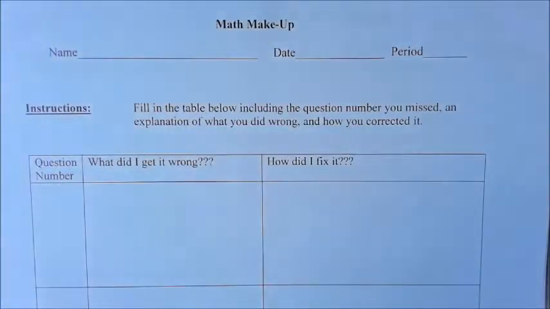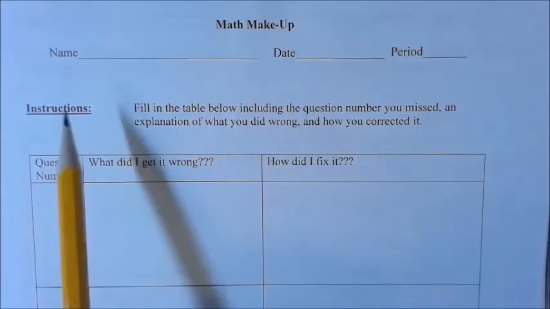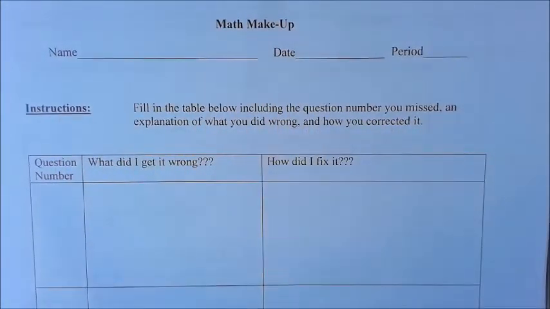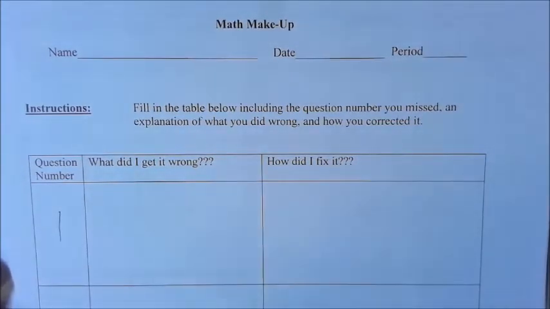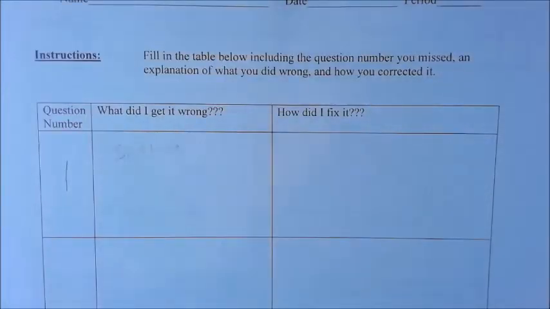Now notice on this, it does say math makeup. You'll put your name, date, and the period. And what I want you to do is to write the question that you got wrong. So for instance, if you missed question number 1, you'll write question number 1, and then you'll write, what did I get wrong? That's a question you should ask yourself. What did you get wrong? For instance, if on problem number 1, you didn't know how to set up your proportion and determine the total change in y over the total change in x.